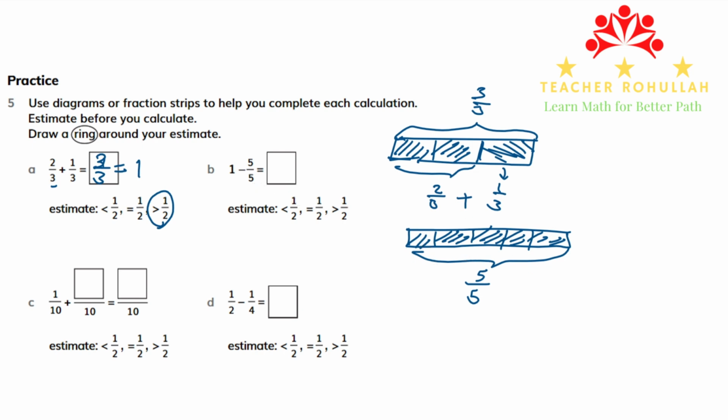This is less than 1/2. According to the estimation, it is less than 1/2. Why? Because the answer here is 0. How can we know that 1 minus 5/5 is 0? 1 can be written as 5/5, and 5/5 minus 5/5 is equal to 0. We can change 1 to 5/5 as it's shown in this diagram. So we are done estimating part A and part B and also solving it. Let me scroll a bit down.